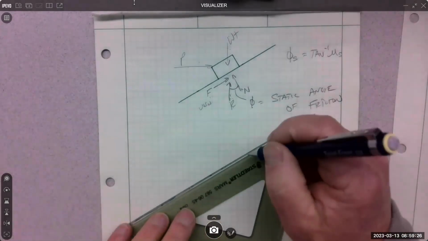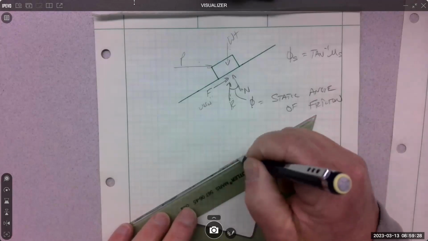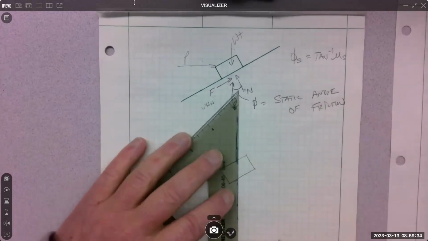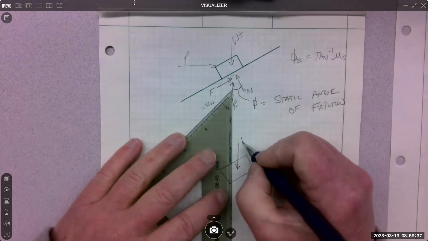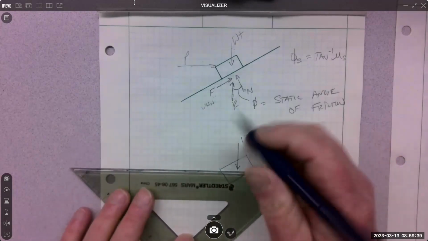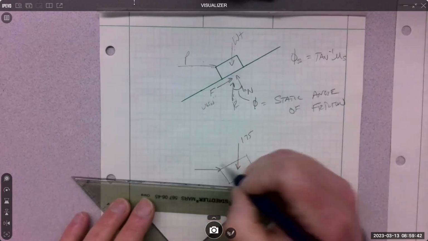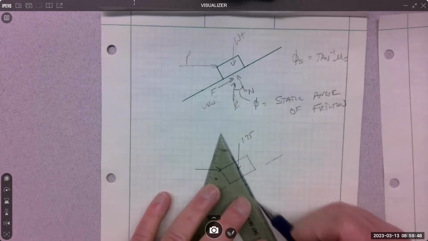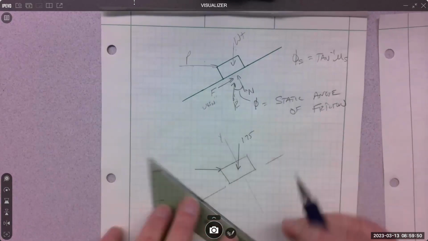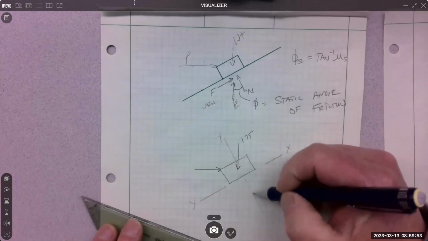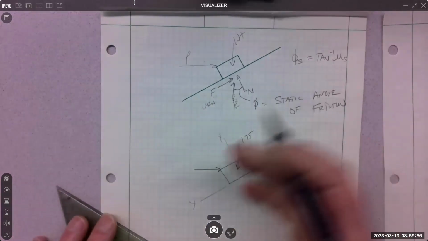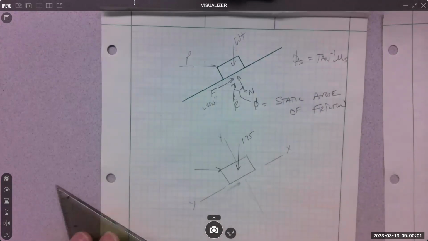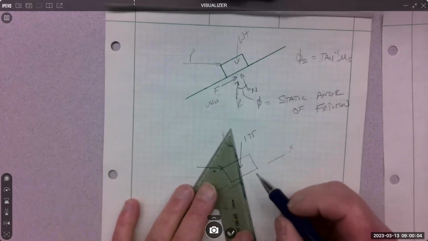I'm going to redraw it. So 175, P. So this is kind of the second method where I'm going to put the axis in, Y and X, but I'm not going to put N, I'm not going to put F in. This one was impending motion down the hill, so I know F is here, but I'm not putting it in. I'm going to put R in.